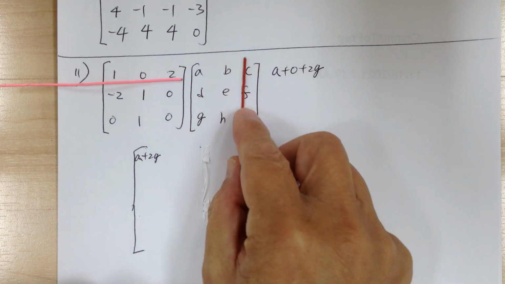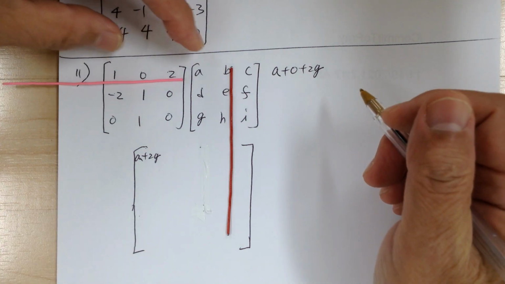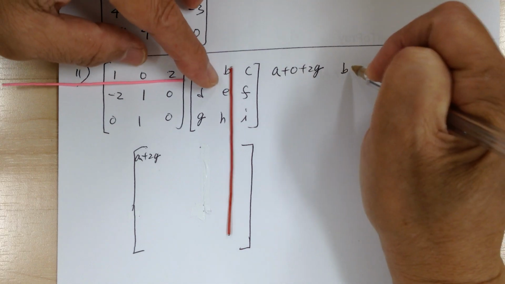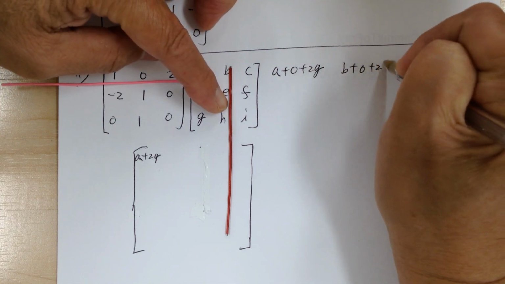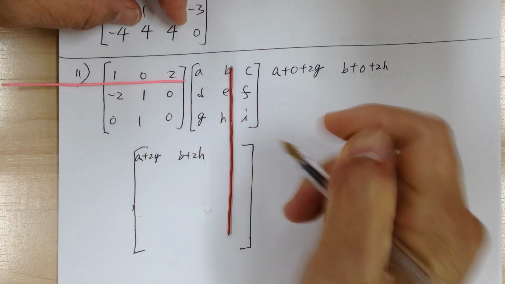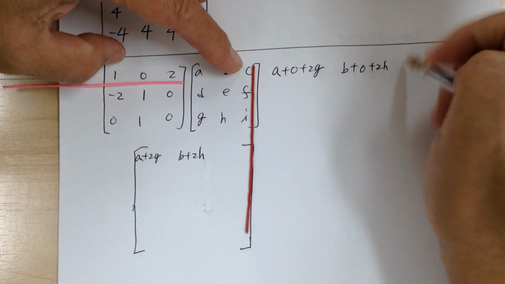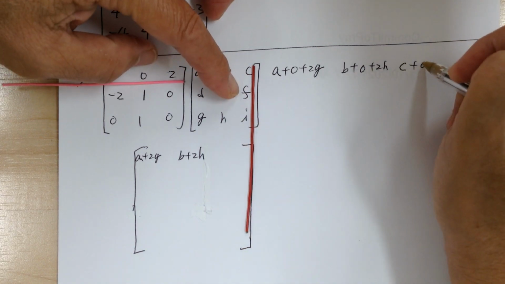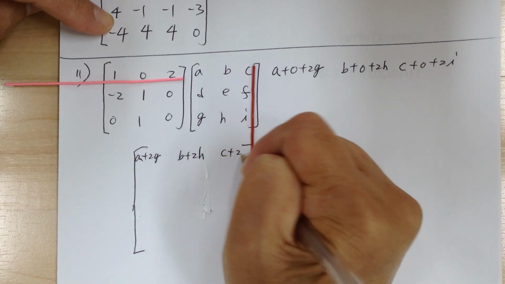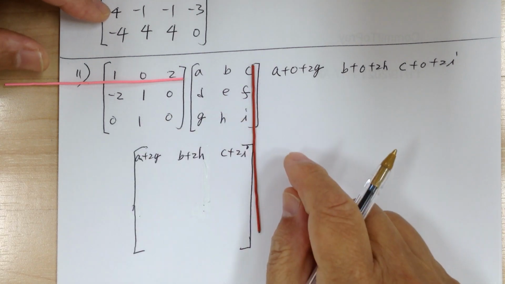Now let's go to the second column. So you can use the first row, second column. So this would be B plus 0 plus 2H. So you're going to get B plus 2H. Okay, now go to the next column. So this would be C plus 0 plus 2I. So it would be just C plus 2I. Okay? So that finished the first row.